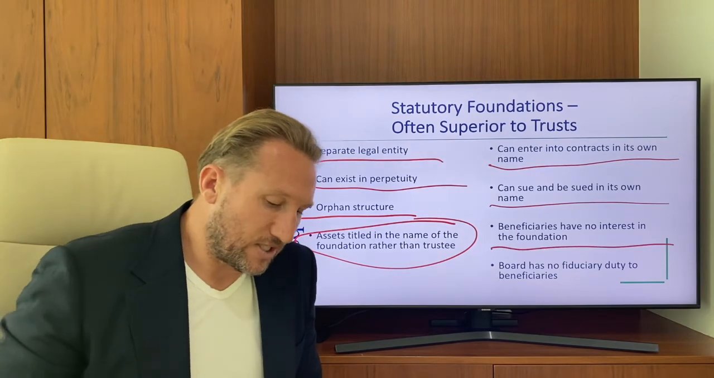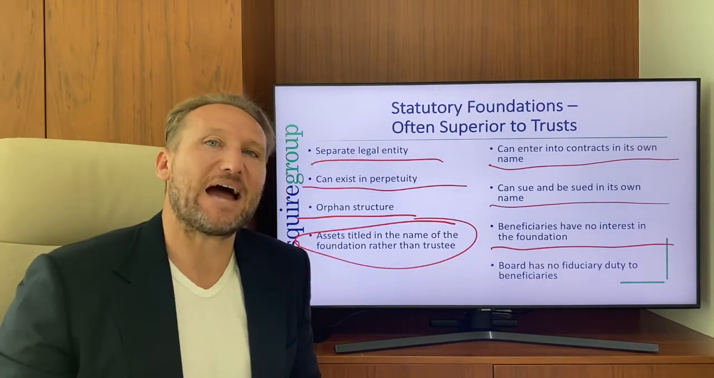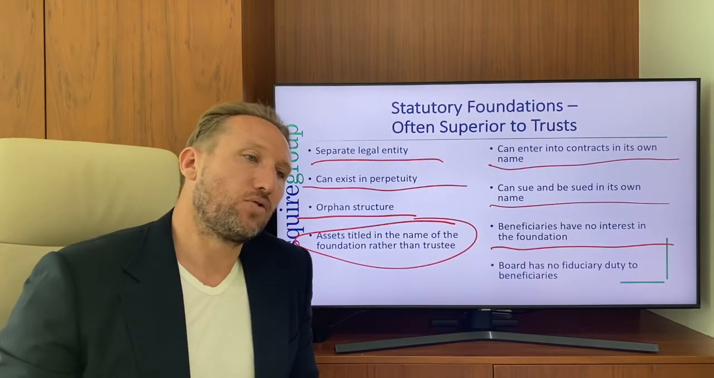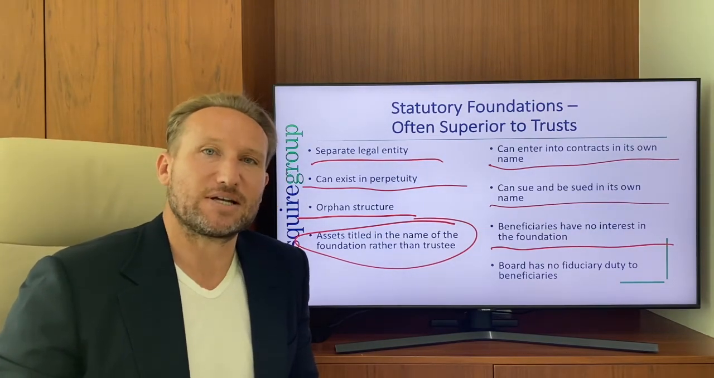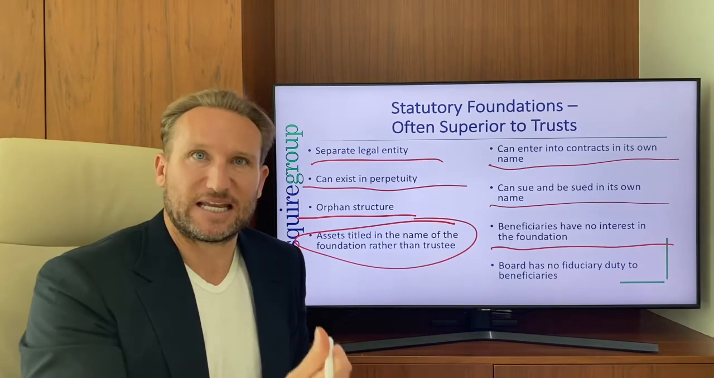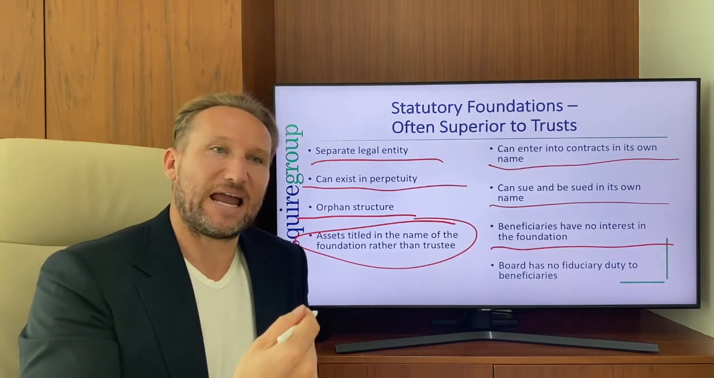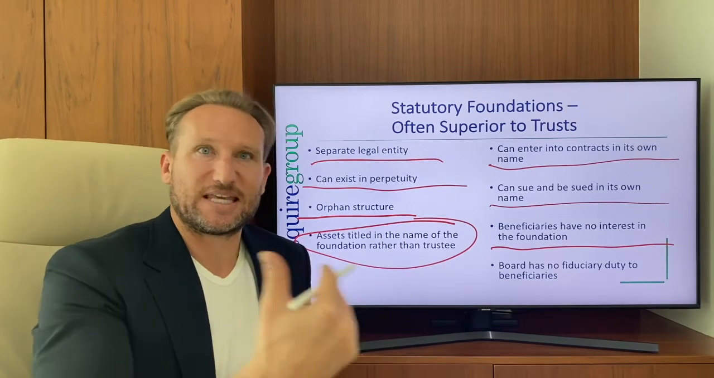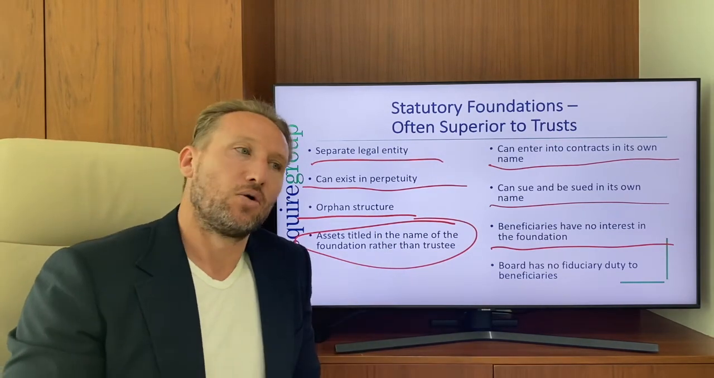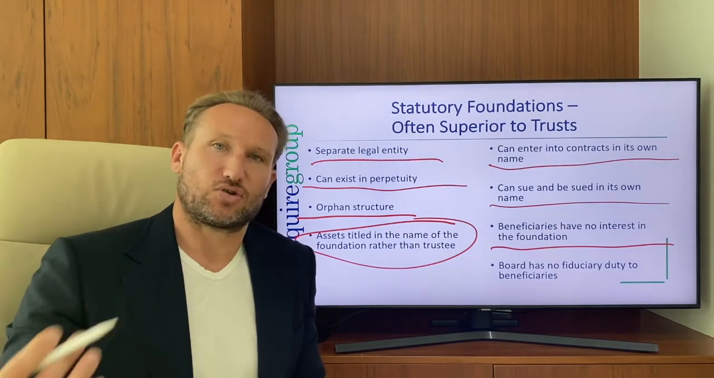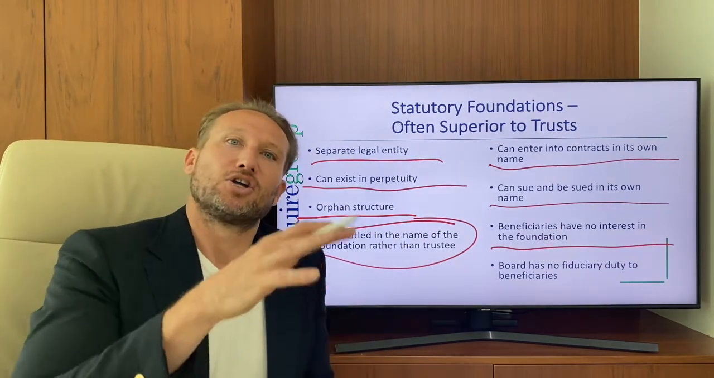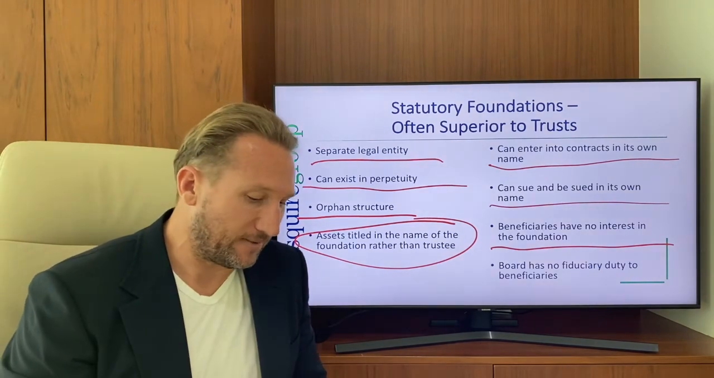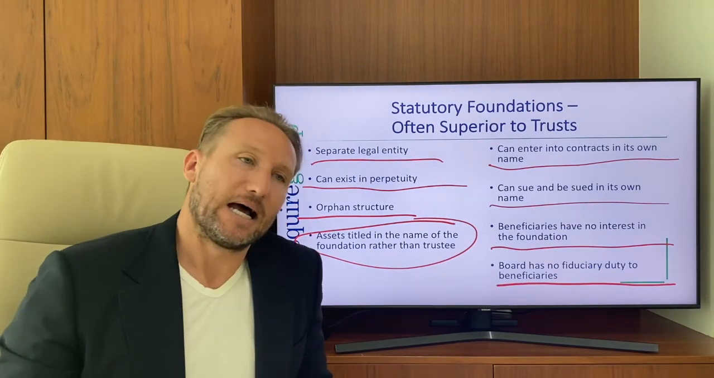One of the nice things is the beneficiaries have no interest in the foundation's assets. So normally with a trust, the beneficiaries have some type of interest in the trust, right? They have some inherent rights to the assets in the trust, which makes the trustee have some liability towards the beneficiaries because he owes them a fiduciary duty.